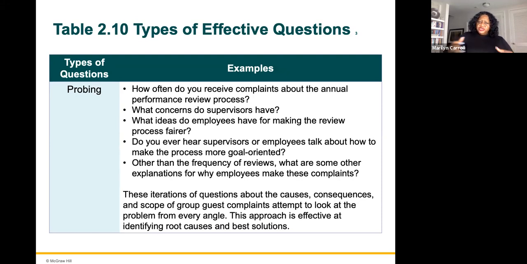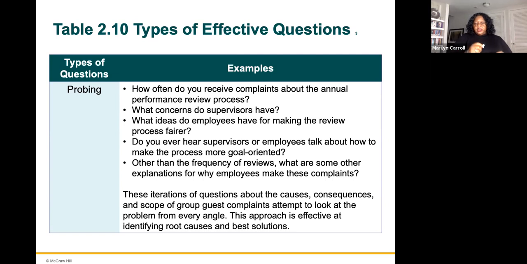So how often do you receive compliments about the annual performance review process? What concerns do supervisors have? What ideas do employees have for making the review process friendlier or fairer? Also, do you ever hear supervisors or employees talk about how to make the process more goal-oriented? Other than the frequency of reviews, what are some other explanations for why employees make these complaints?